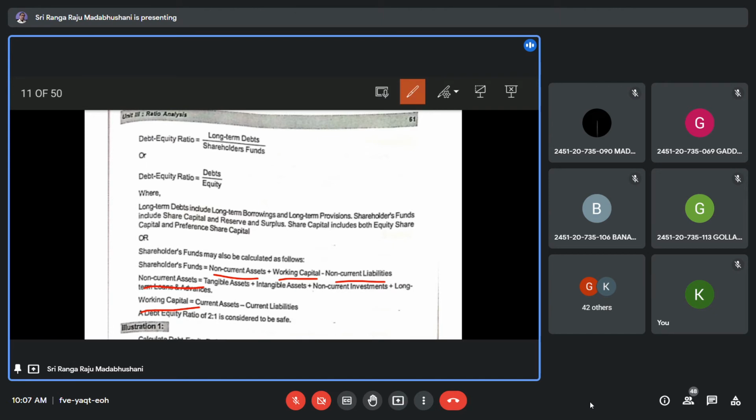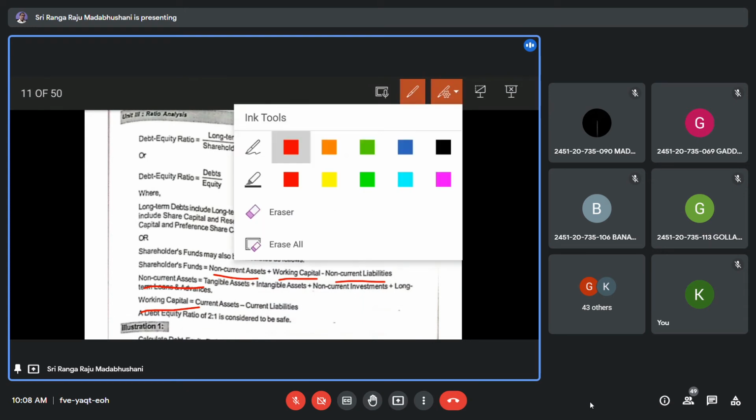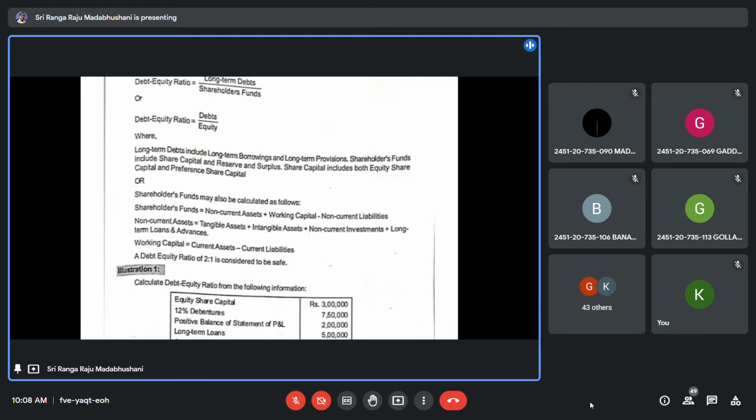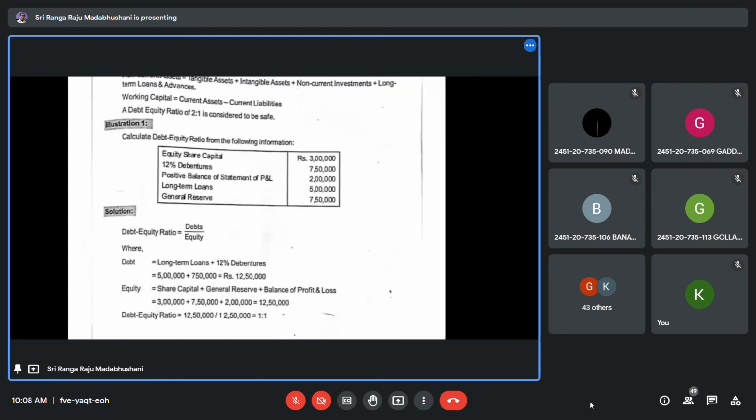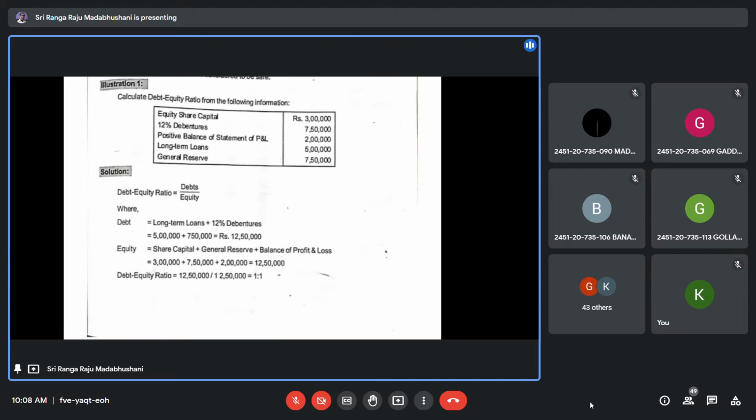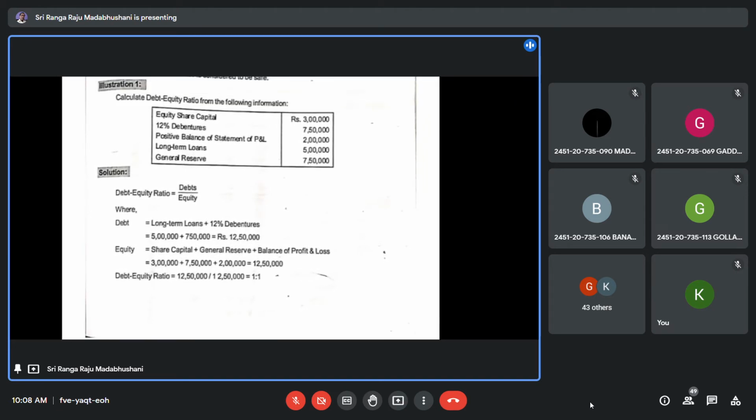Then you have to find out shareholders' fund by adding non-current assets and working capital. Then from that you have to subtract non-current liability. Then we will get shareholders' fund. So the ideal ratio of this is also 2 is to 1. Then the financial position is good. If it is not, then it is worrisome. So then they have to make plans for reducing their liabilities.